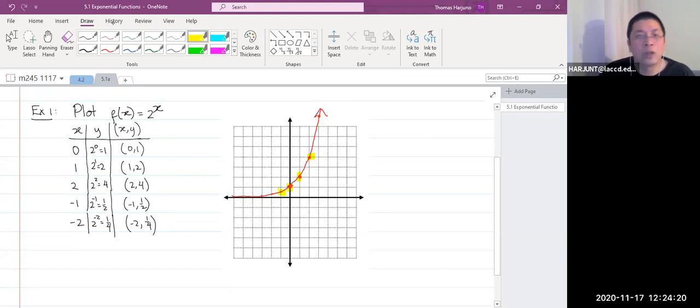Now, the coordinates where I put a yellow highlight are coordinates you need to give me every time you graph an exponential function. Because the base is greater than 1, we see the following. Because a is greater than 1, the graph is increasing.